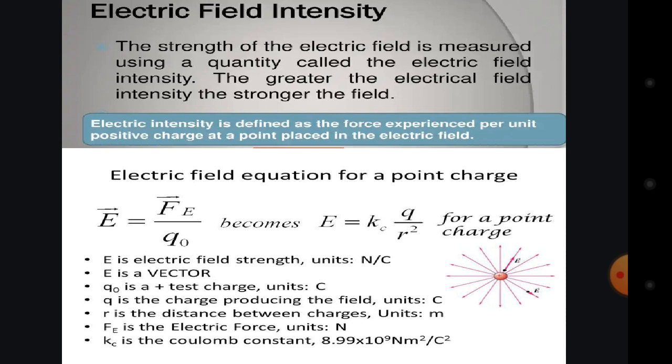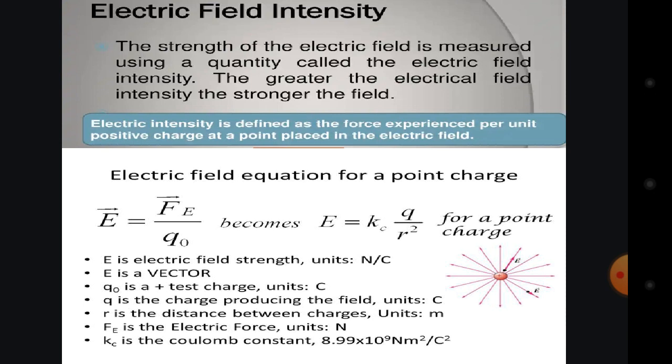And normally this Q is the electric charge producing the field. So if you look at it down here, you see that E is the electric field strength. It is measured in N/C, that is Newton per coulomb. It is also a vector quantity. It is a vector field, and it is not a scalar field.